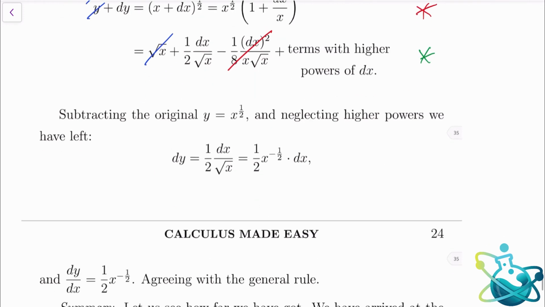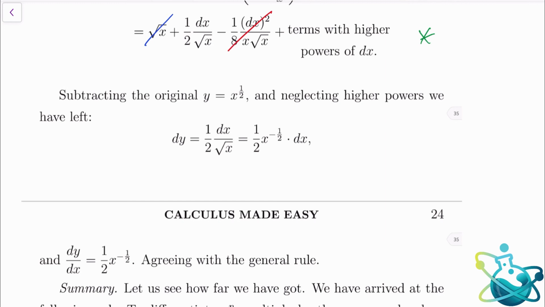And again, you divide by dx left and right. You know the process by now. You end up with the derivative here equals a half x to the power minus a half. Agreeing with the general rule, guys.